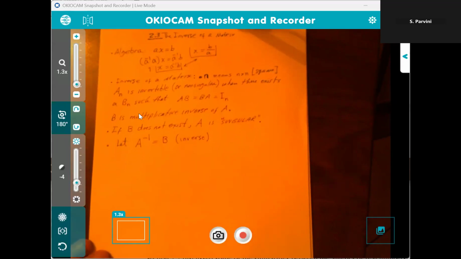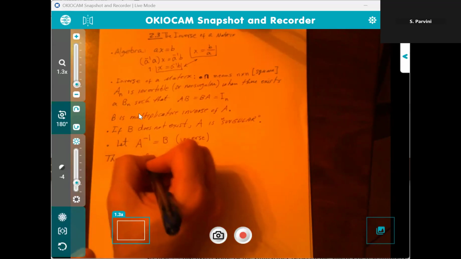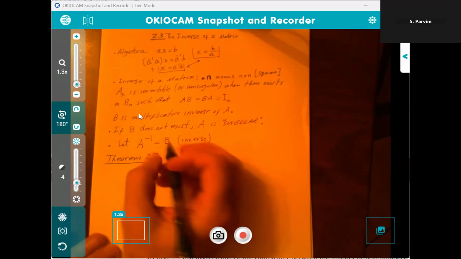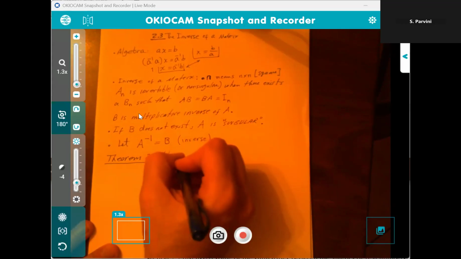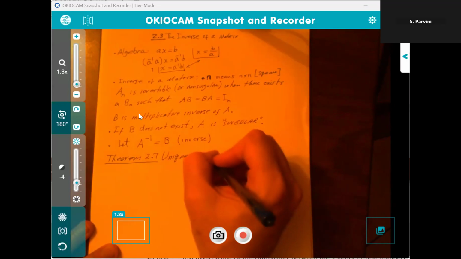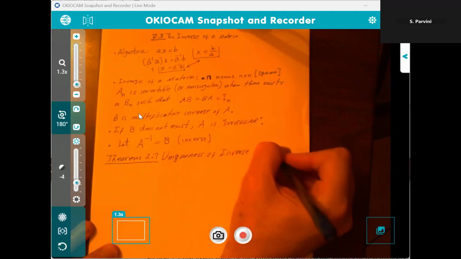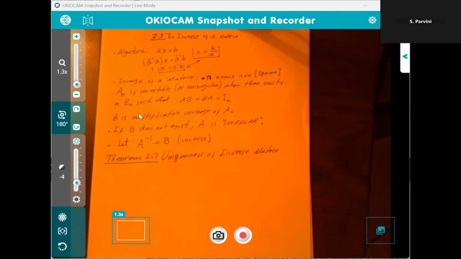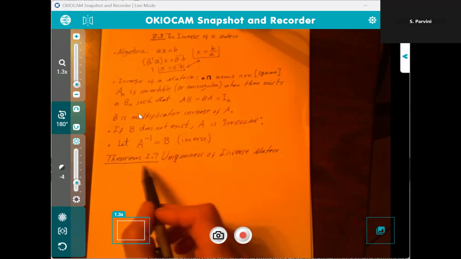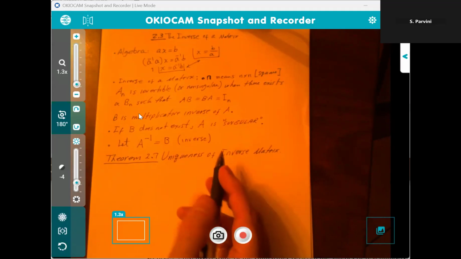All right. Now, let's talk about this theorem. This is theorem 2.7 in your book, by the way. Theorem 2.7 talks about the uniqueness of the inverse matrix. By the way, not every square matrix has an inverse. I'll show you a couple examples where we cannot find the inverse, but this theorem tells us that if the inverse matrix exists, it's going to be unique.